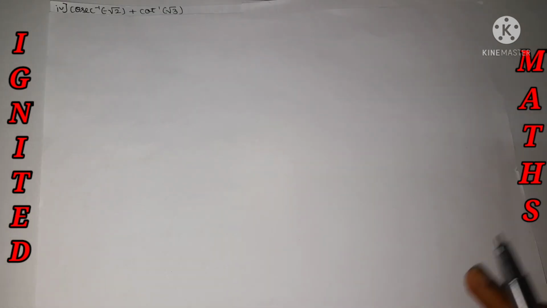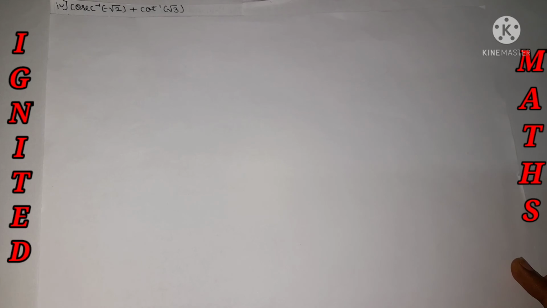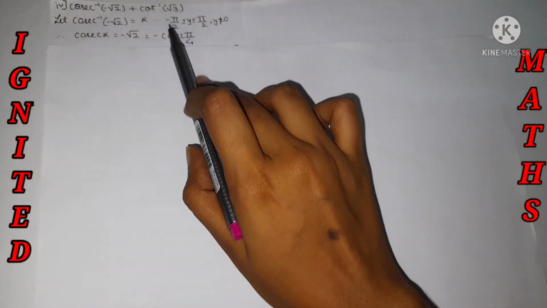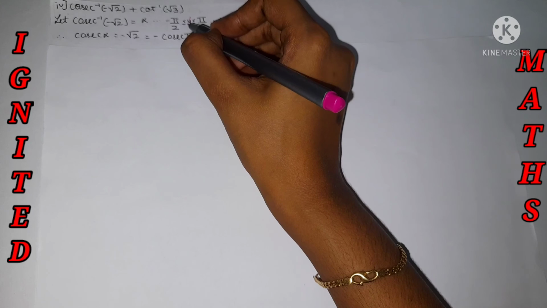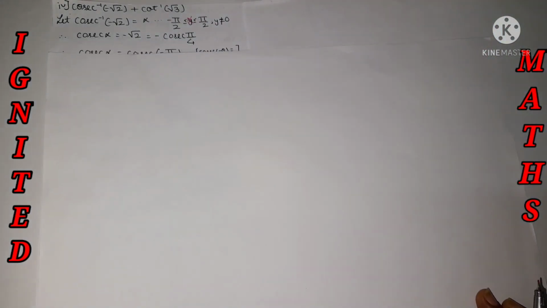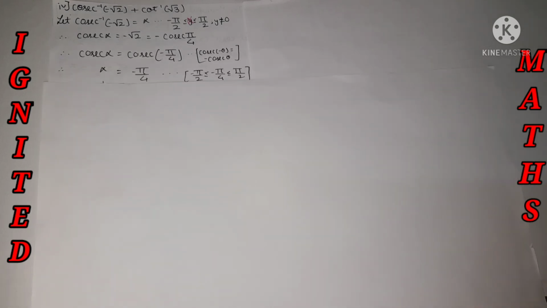Fourth sub question: we need to find the value of cos inverse of minus root 2 and cot inverse of root 3, and just sum them as we did for the first sub question. So one by one, step by step, we'll discuss it. Cos inverse of minus root 2 is nothing but minus of cos pi by 4. Over here we write it as alpha, in which alpha should lie between minus pi by 2 and pi. So alpha is equal to minus pi by 4. So cos inverse of minus root 3 is nothing but minus pi by 4.